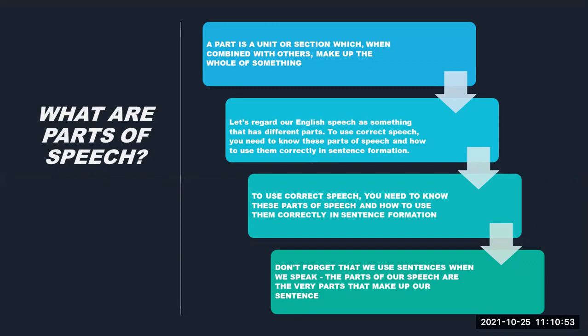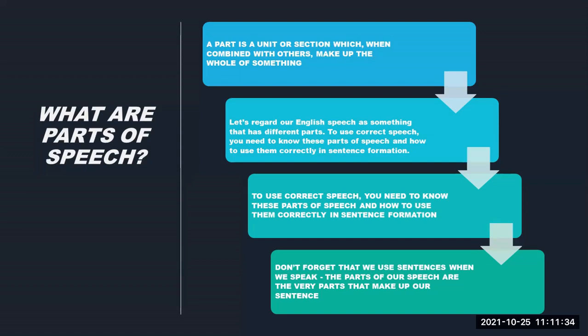Now, to use correct speech, you need to know these parts of speech and how to use them correctly in sentence formation. You need to understand that the parts of speech are the parts of a sentence. That's basically what I want you to understand here. The parts of speech are parts of a sentence. So to use correct speech, you need to know these parts of speech and how to use them correctly in sentence formation.